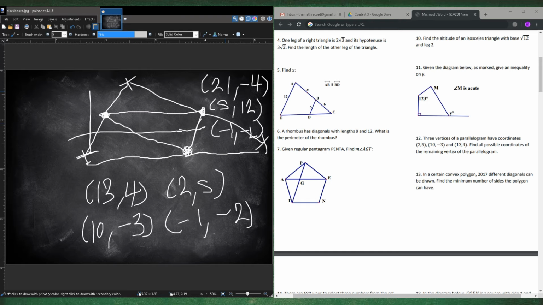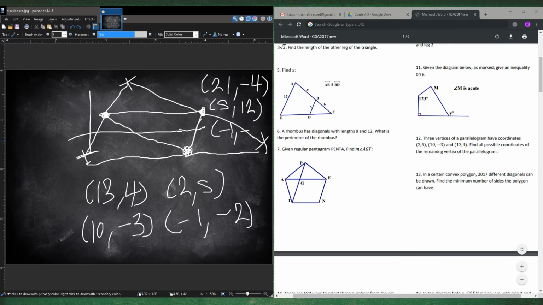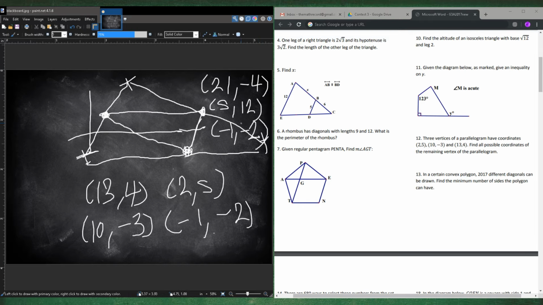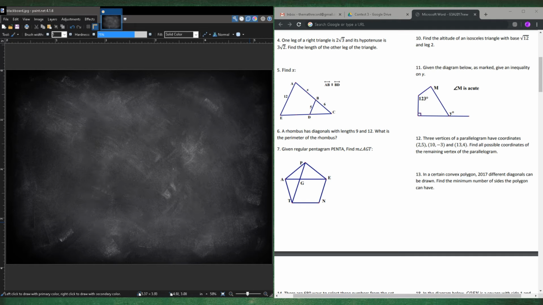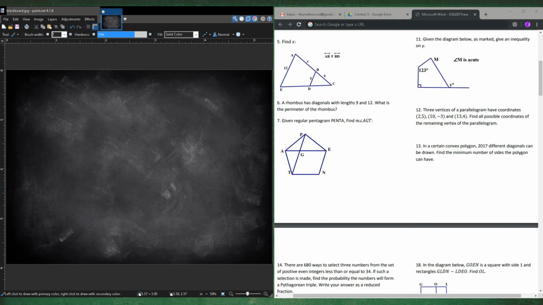So those are our 3 points: 21, -4, 5, 12, and -1, -2. Yeah, sorry, that looks a little bad. Okay, and that's basically how you find it. You just kind of draw a diagram and you get the idea of how the shape looks.